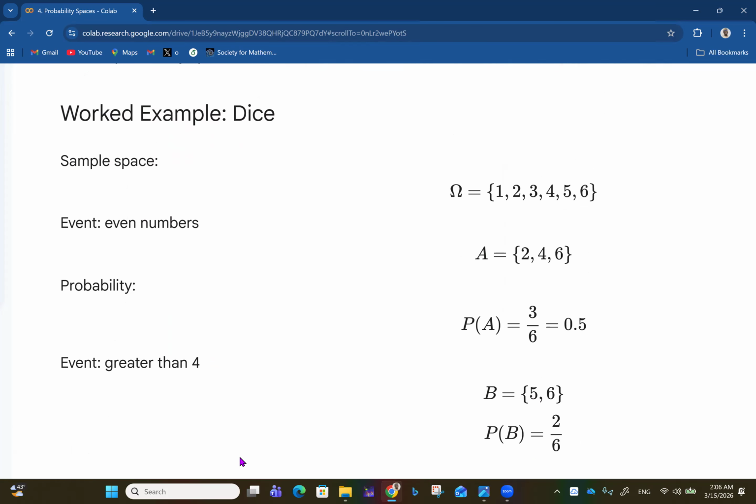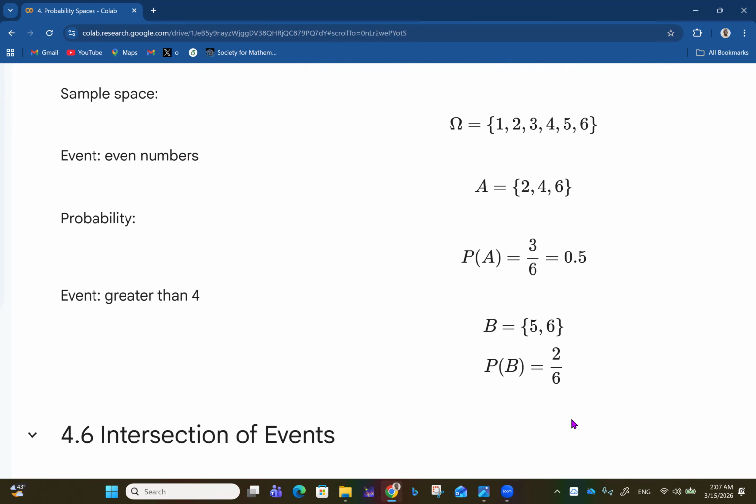So we have a worked example here talking about a die. You have a sample space 1, 2, 3, 4, 5, 6. If the event you're looking for is even numbers, you have A to be {2, 4, 6}. The probability that you get an even number will be, there are three even numbers there, so that's 3 out of 6, which is 0.5. If you are looking for the event that whatever you roll on a die is greater than 4, there are two possibilities. Only 5 and 6 are greater than 4. So you have two possibilities out of 6, which gives you 1 over 3.